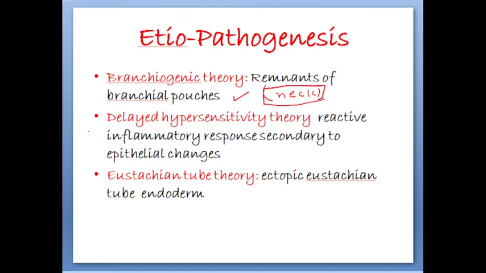Based on the content of a lot of lymphoid tissue, the delayed hypersensitivity theory was proposed, which indicated that Warthin's tumor is due to a reactive inflammatory response secondary to neoplastic epithelial changes. Yet another theory indicated that there are ectopic Eustachian tube endodermal tissues which lead to formation of Warthin's tumor.